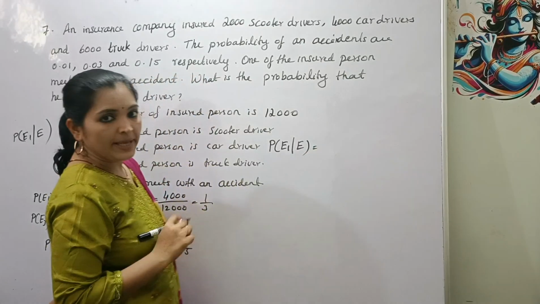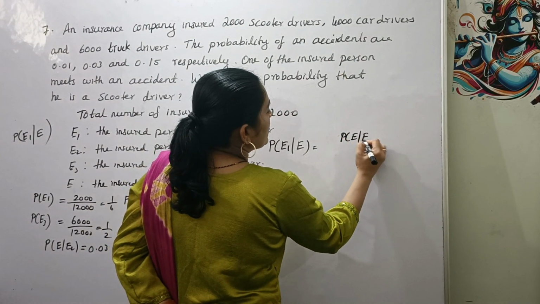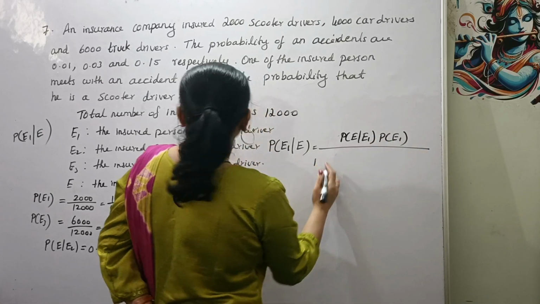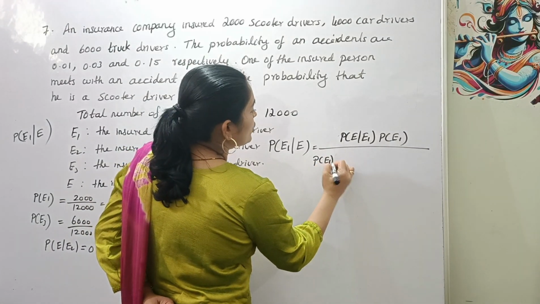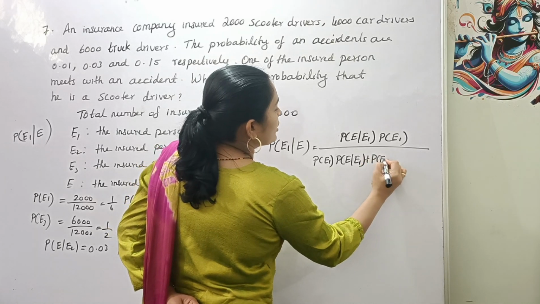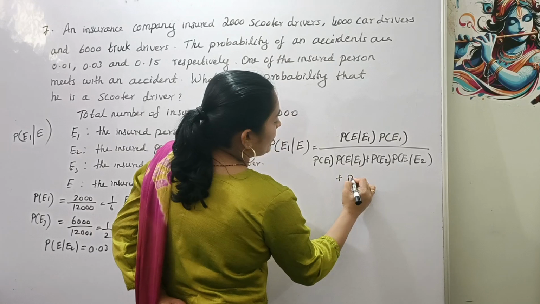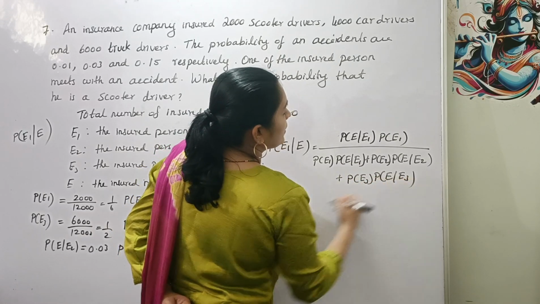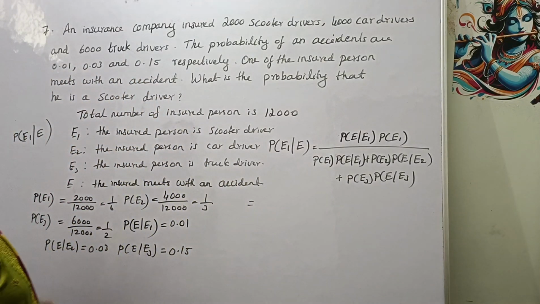So it is equal to Bayes theorem. Probability of E given E1 into probability of E1 divided by, there are 3 events. Okay. So probability of E1 into probability of E given E1 plus probability of E2 into probability of E given E2 plus probability of E3 into probability of E given E3.